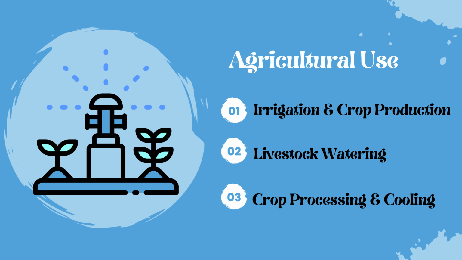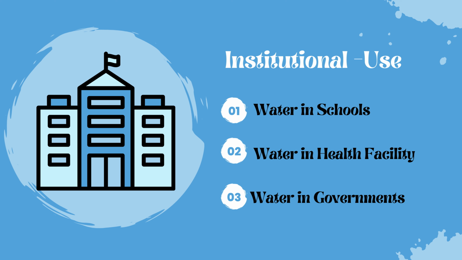In agricultural use, water can be used for crop production and irrigation, but not limited to that. It can be used for livestock watering and crop processing. Imagine a farmer watering their fields. While institutional use means water used in schools, hospitals, and governmental buildings. This water is used for various needs like toilet cleaning and landscaping.